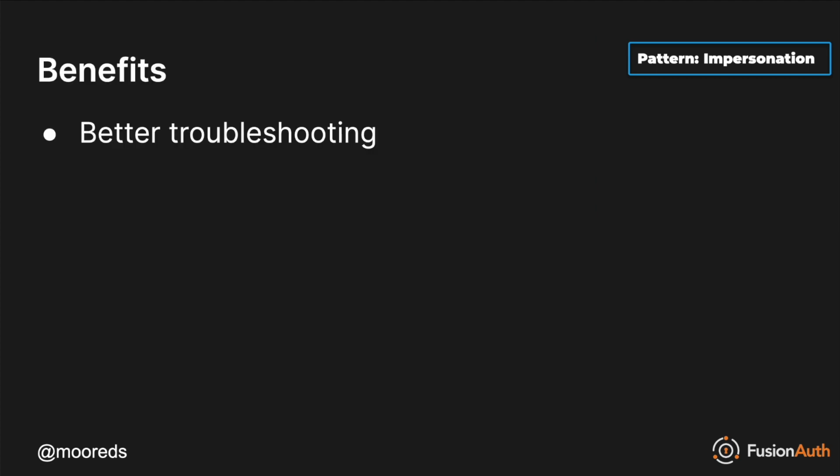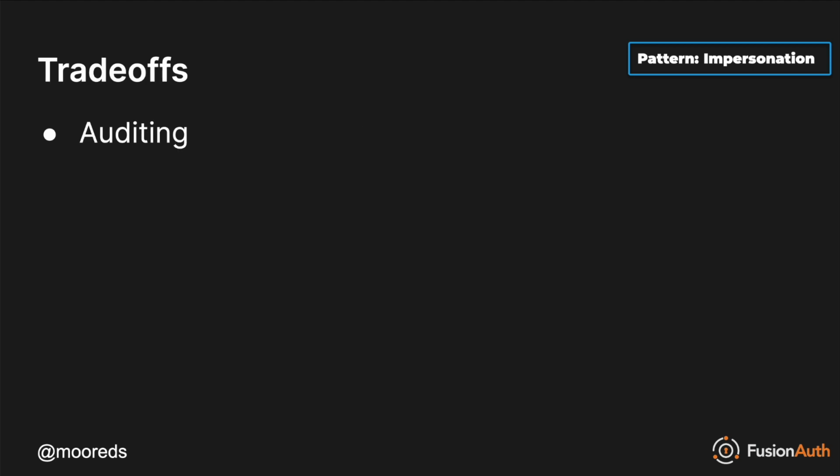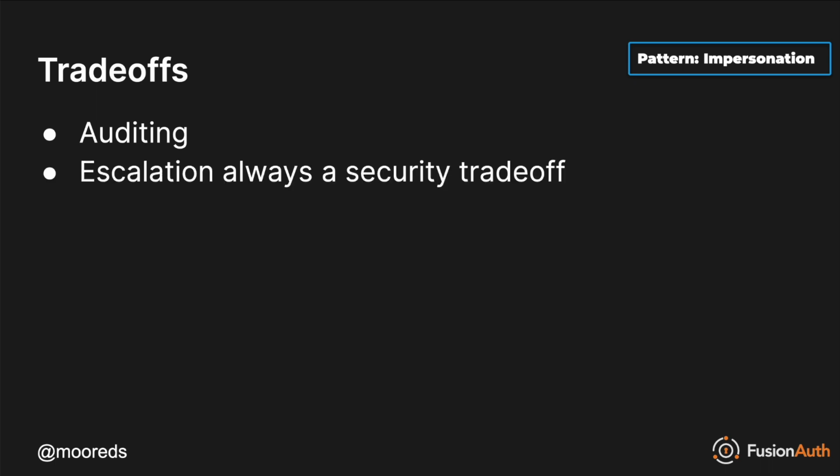The benefits of this are that it's better troubleshooting. It's very useful for development because you can pretend to be other people to see whether you can recreate a bug. Some of the trade-offs are things you need to think about. You want to make sure you audit access to this pseudo application very carefully. It's an escalation problem, or it's an escalation solution, and escalation always has the worry of someone escalating outside of where they should be to gain access to things that they shouldn't gain access to.